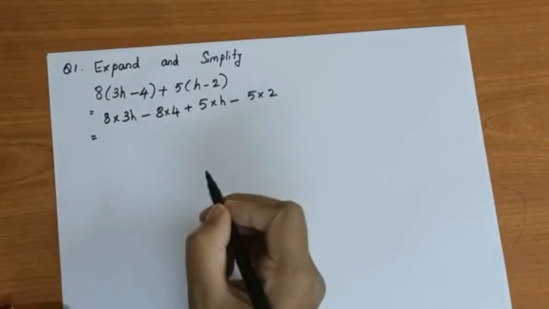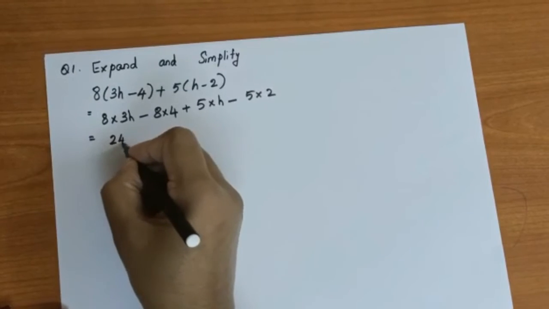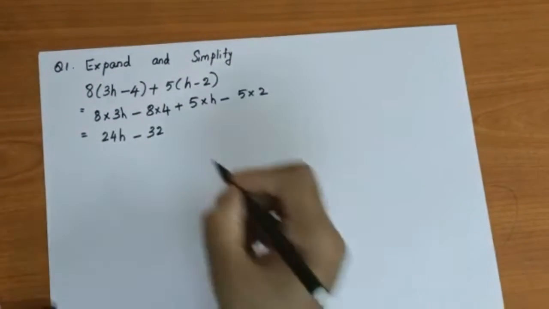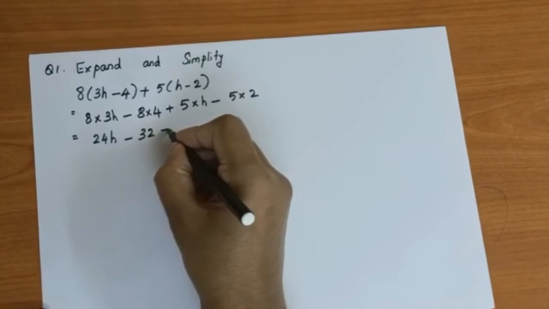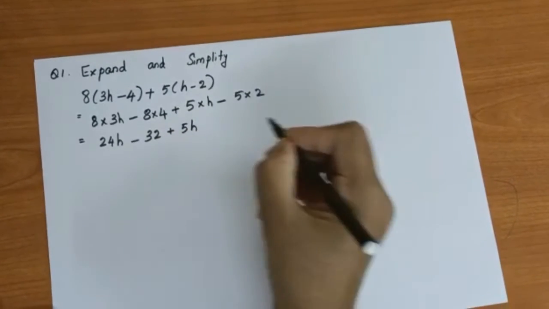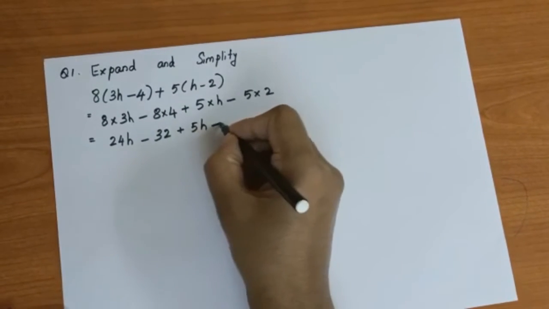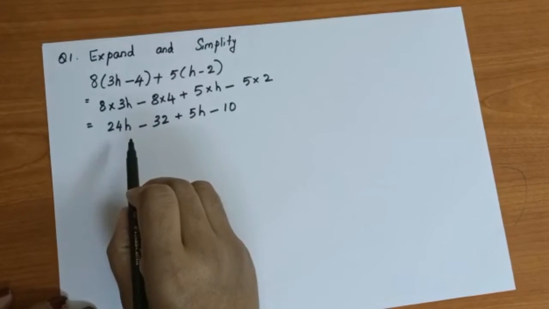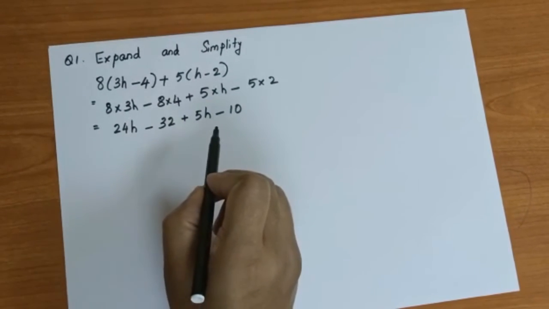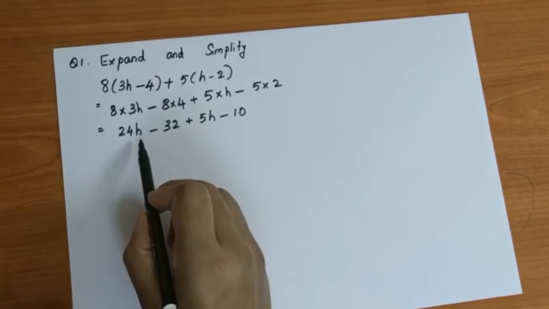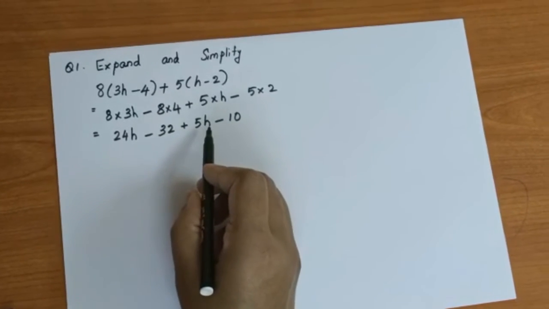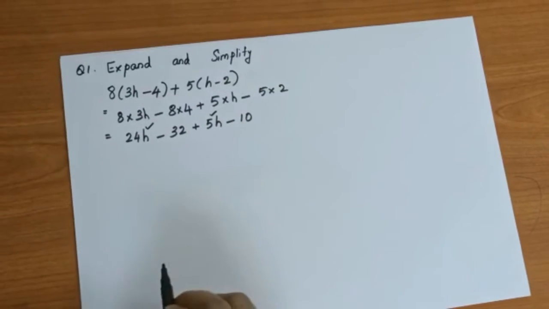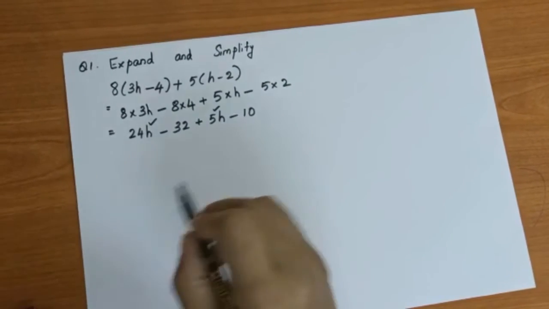8 multiply 3h means 24h, minus 8 fours are 32. 5 into h is 5h, minus 5 into 2 is 10. So here we have 24h minus 32 plus 5h minus 10. 24h and 5h are like terms, so we have to group these and arrange them, and then solve.